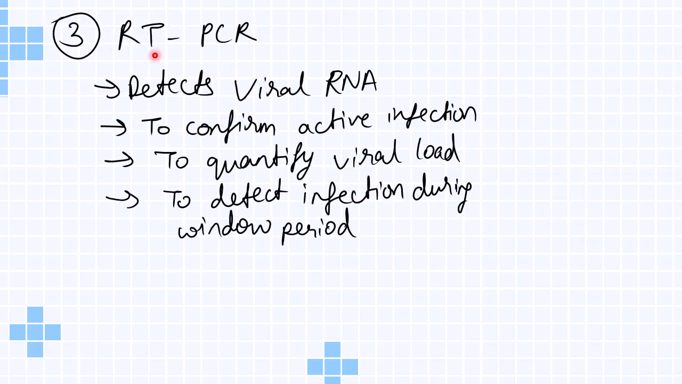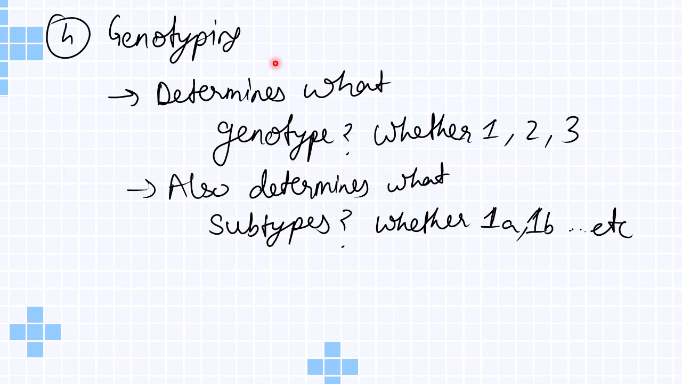The third one is real-time PCR, which is the gold standard. It detects viral RNA. It is used to confirm active infection, to quantify viral load, and to detect infection during the window period. As we discussed previously, hepatitis C virus has 6 genotypes and 100 subtypes. Genotyping is used to identify the subtype and the genotype.